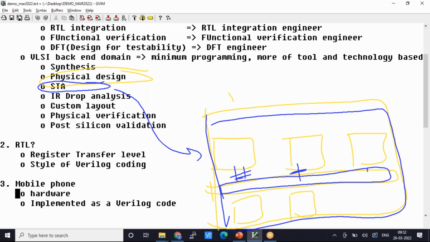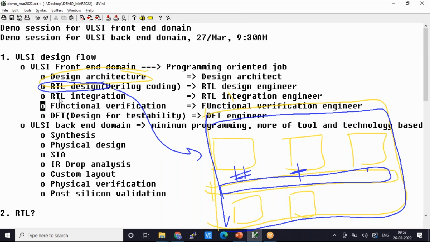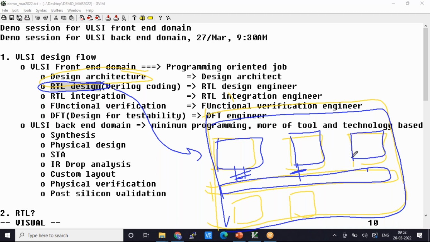See, then what happens is this mobile phone is implemented as a Verilog code. Now, what is the syntax of Verilog code? All that we'll discuss further when we go to that aspect, which is called RTL designing. That means the person who is developing this Verilog code implements this block using Verilog. He will code this block using Verilog. This block also using Verilog. Everything will be implemented using Verilog. That activity is called RTL designing.